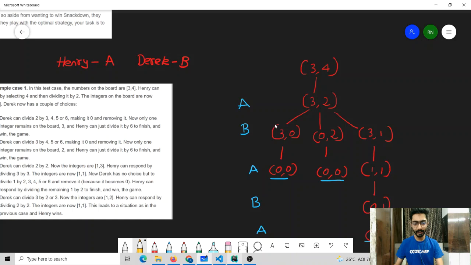If B has played any of these moves, what can A do? If B has played this move, in the next move A can divide this 3 by a number like 6 and will be left with 0, 0, which means that there is no number remaining. So A is the player who made the last move. So A wins. Similarly, for this case, A can divide this value 2 by any number like 4. We will again be left with no number. So here also A wins.